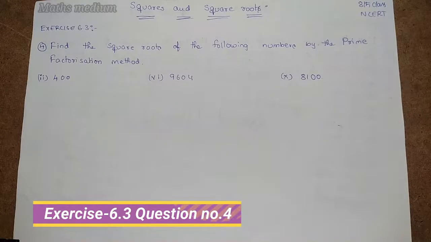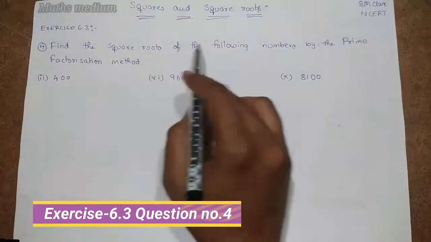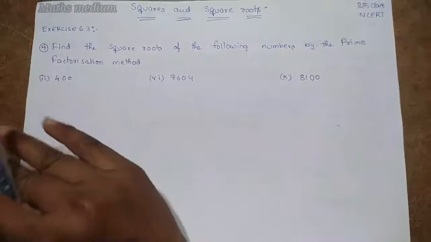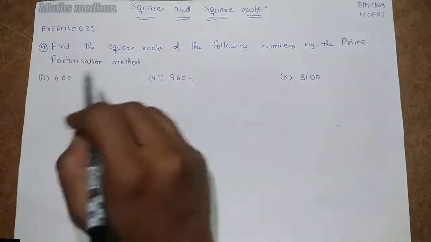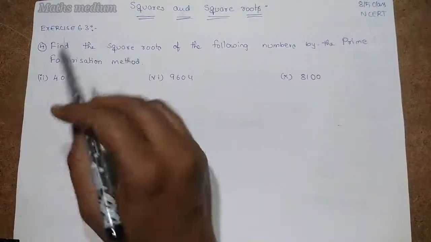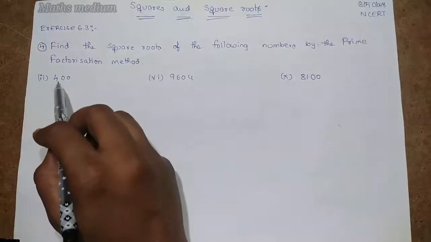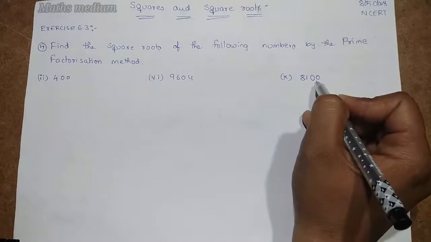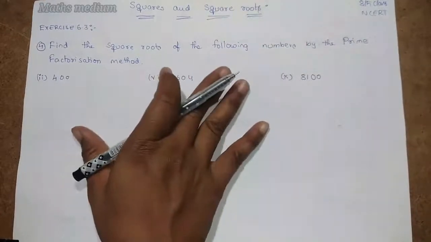Hi, hello, welcome to Mathsmedium. Today I came with exercise 6.3 from Squares and Square Roots, 8th class NCERT. Question number 4. Find the square roots of the following numbers by the prime factorization method. In an earlier session, we already completed the prime factorization to find the square root. Check the description box. The questions are 400, 9604, 8100. Here are the 3 questions I took randomly.